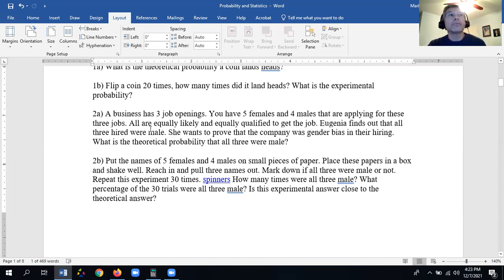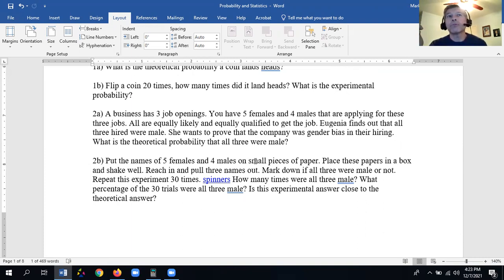So before we do the theoretical problem, this is how I'm going to do it. I think a good way is let's do an experiment with it. And this is something that you really have time to get into with students in elementary school. So let's check it out. I think this could be done in maybe 4th grade or so. What we're going to do is put the names of 5 females and 4 males. And if you didn't have the app that I'm using, you could put these names on pieces of paper, and then place these papers in a box, shake them well, reach in and pull 3 names out.